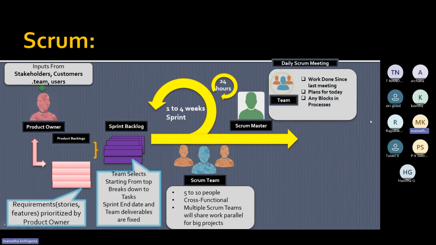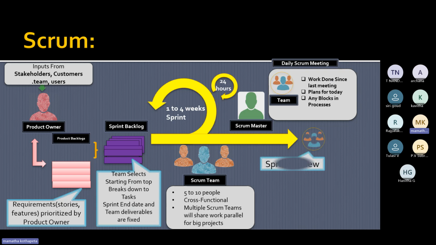Now, what happens in the daily Scrum meeting? They'll discuss what was done since the last meeting, plans for today, and any blockers for the plan. So, in the daily stand-up meeting, who all will be joining? All the Scrum team will be there along with the product owner, maybe if the customer wants to be included in that meeting. Otherwise, it is an internal agile team meeting with the Scrum Master.